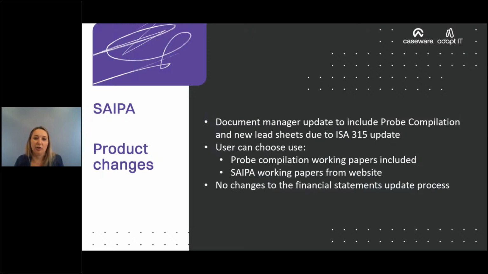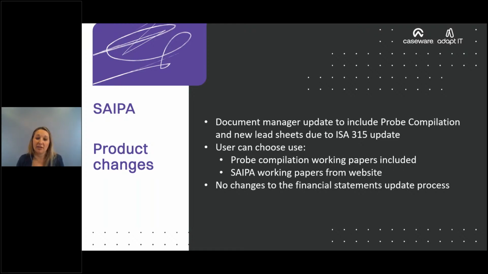So how the product is changing, your document manager will be updated to include Probe compilation and the new leads due to the ISA 315 update. You can choose to either use the Probe compilation working papers. I know some of you have already used it with review, or you can use the SAPA working papers that are available on the website. So SAPA is continuously working to update those working papers. We found we put it in the product, but then they update it, and then there's no way for us to update it, especially if we only release once a year. So we feel more comfortable that you will have the latest information if you work directly from the SAPA's website. You can still drag and drop the document in the document manager. I'll show you now how to do it.